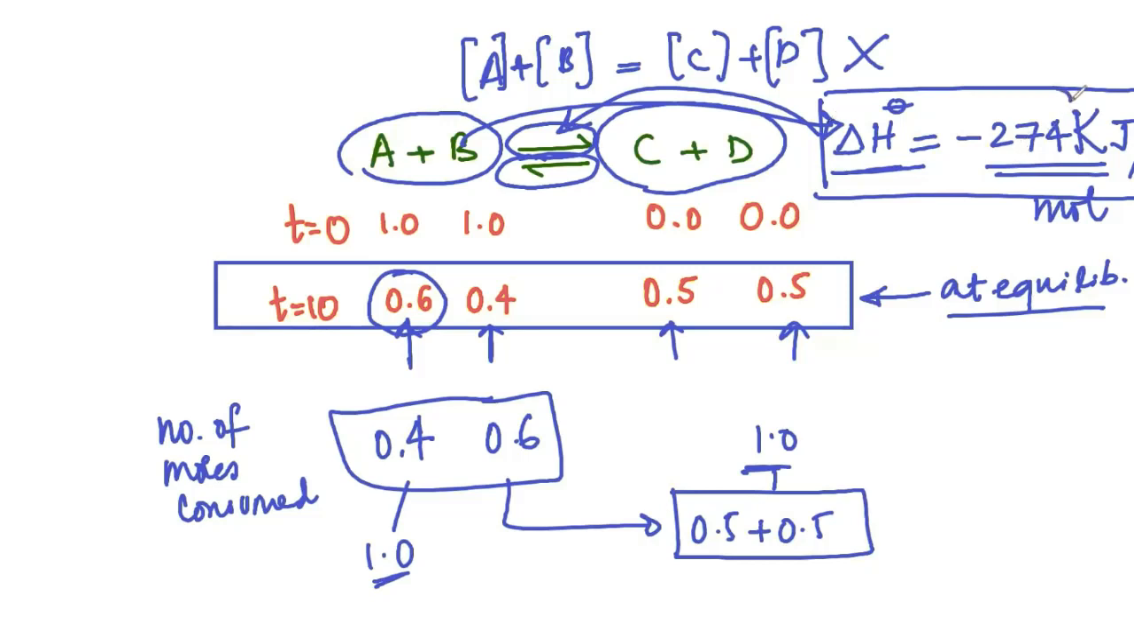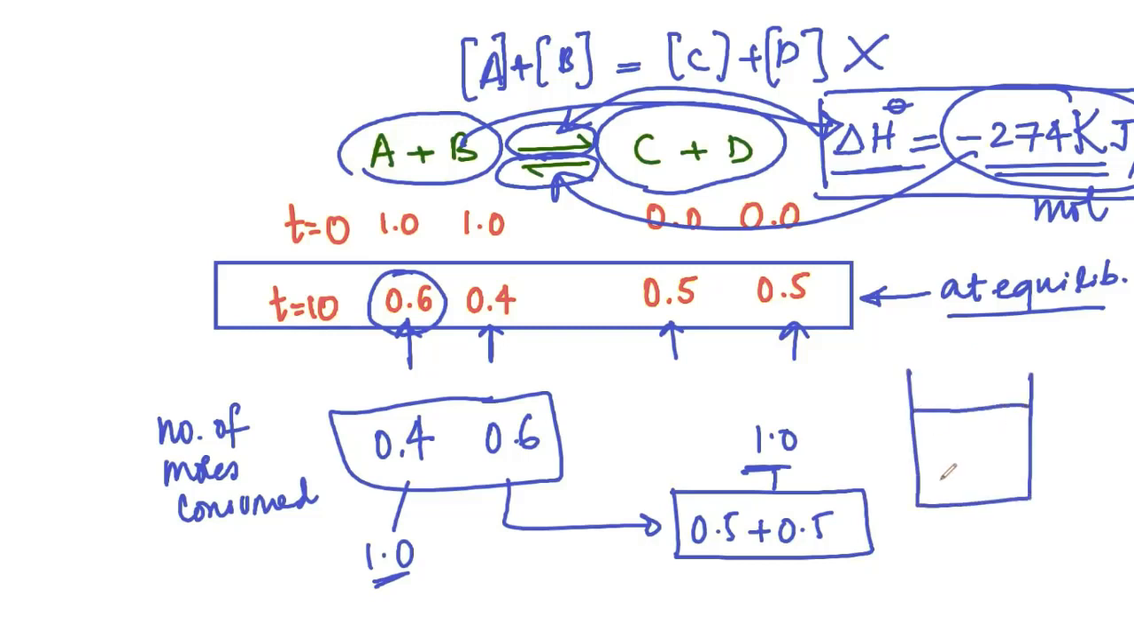So that heat is actually used up to do the backward reaction. It does not require any heat energy from outside. Considering the same reaction, the same condition, the same value of delta H equal to negative 274 kilojoules per mole, if I heat the container, what will happen?